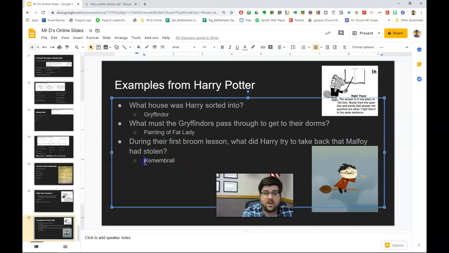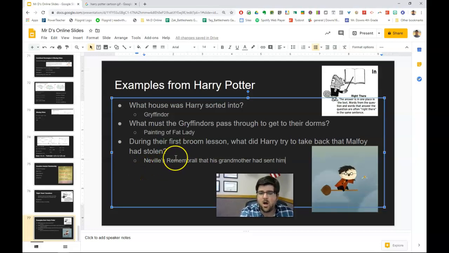So I could say a Remembrall, but I could also add on to there to make it even more specific that it was Neville's Remembrall. Or I could say it was Neville's Remembrall that his grandmother had sent him. So any of those answers technically are correct, but the more specific we can get, the better. So ball probably wouldn't work. Remembrall or Neville's Remembrall would be a great answer, or to say Neville's Remembrall that his grandmother had sent him would be a fantastic answer.